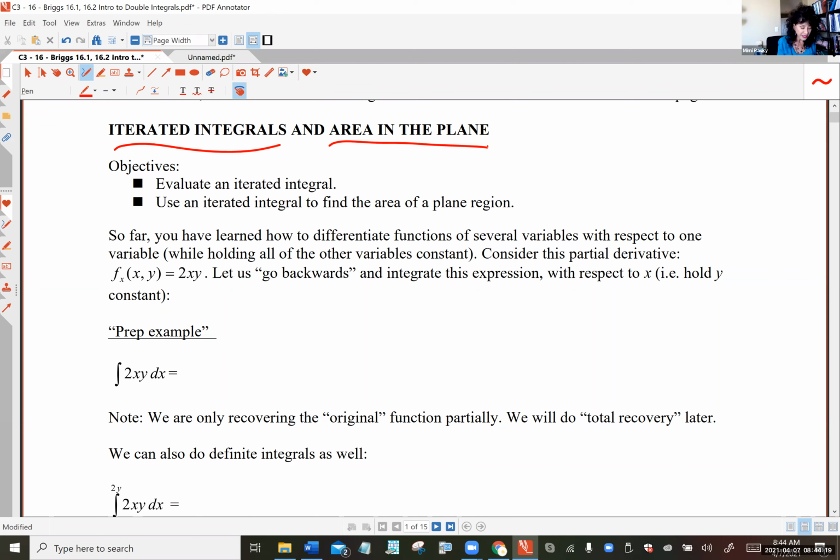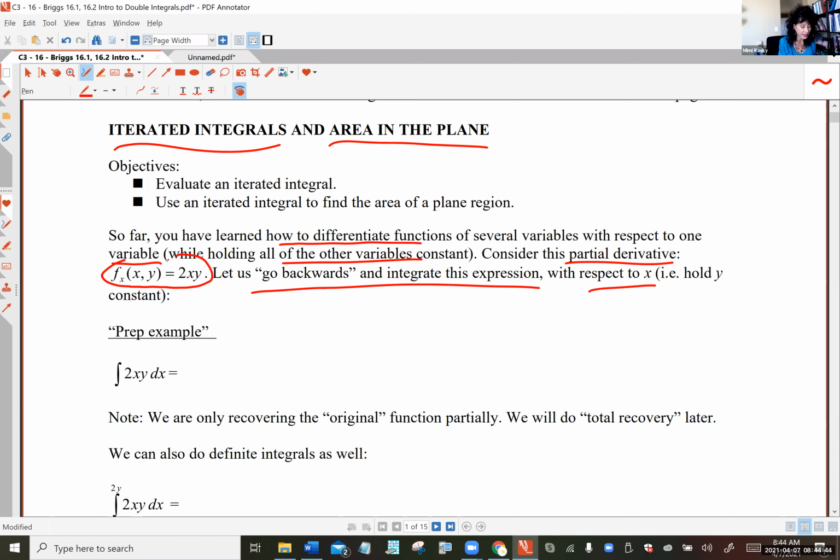So let's start. You've learned how to differentiate functions of several variables. That was the last chapter, with respect to one variable. And the way you did that is you'd hold all the other variables constant and you would do partial derivatives. Okay, so what we're going to look at now is taking that idea of holding a variable constant, but we're going to go backwards. We're going to integrate the expression with respect to a variable.